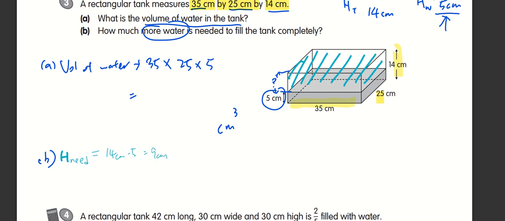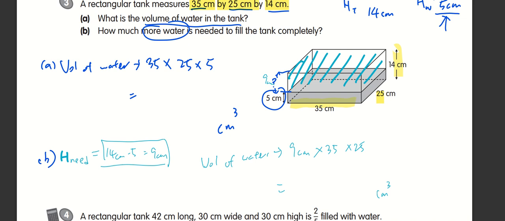So I can use this measurement 9 centimeters multiplied by, so the volume of water needed to fill the tank completely, I can use 9 centimeters times 35 times 25. That will give me also a value in cubic centimeters. That's a method. That means I use the height and then I multiply length and breadth. Alternatively, I can use the whole tank minus the volume found in A.